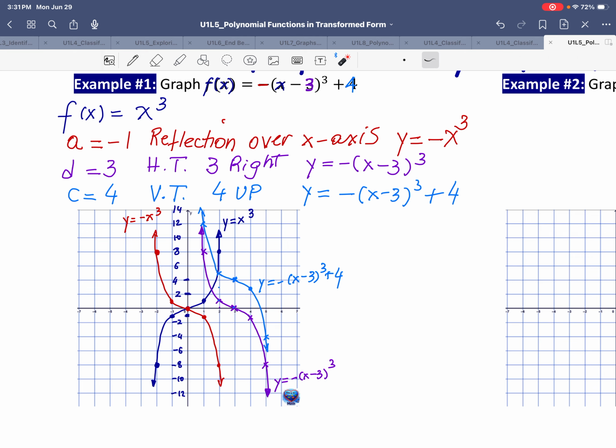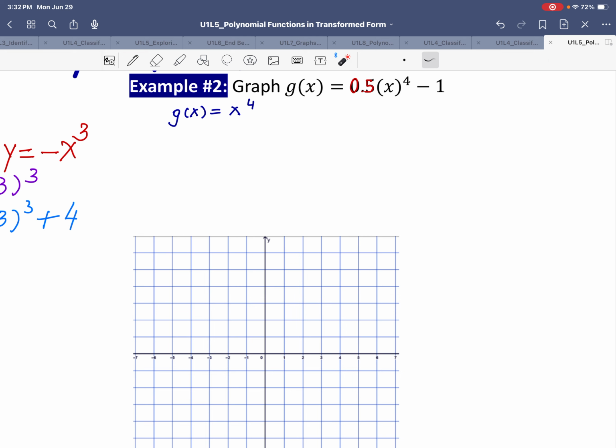So we're going to start off with the parent function. So g(x), in this case, the parent function is x to the power of 4. And then we'll list the coefficients. So I see 0.5 in front of x to the power 4, meaning that it is multiplying the y values of the function. So a equals 0.5. So that is less than 1.